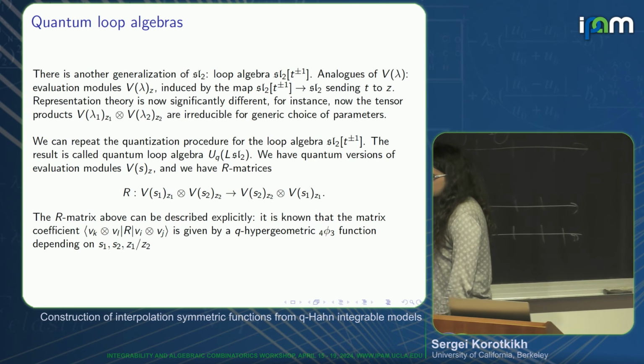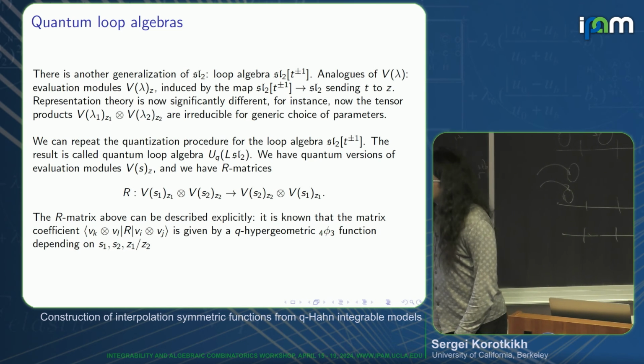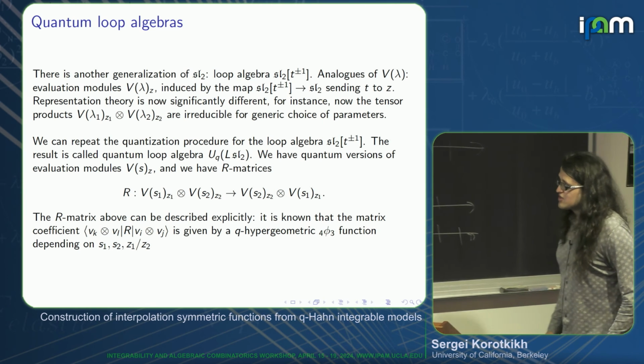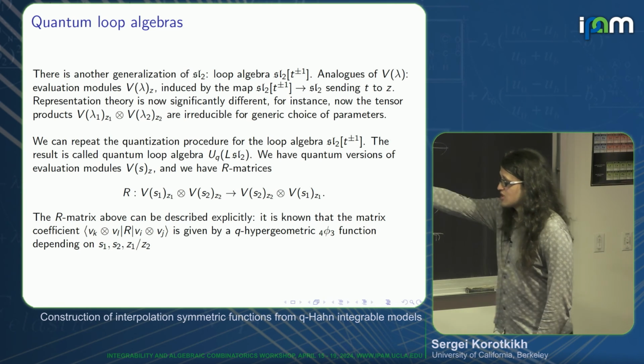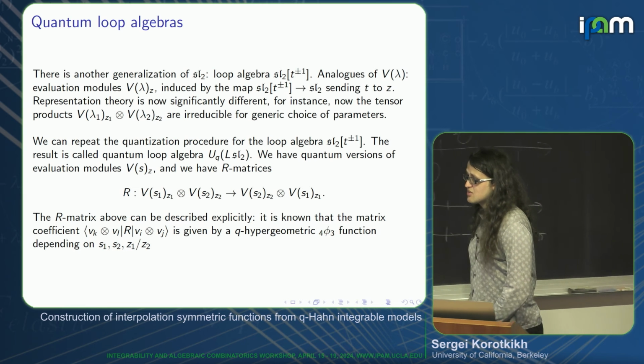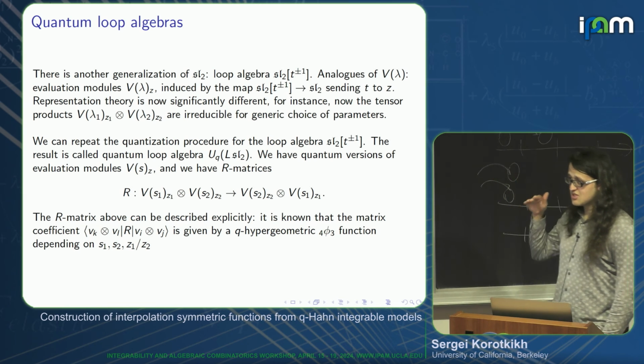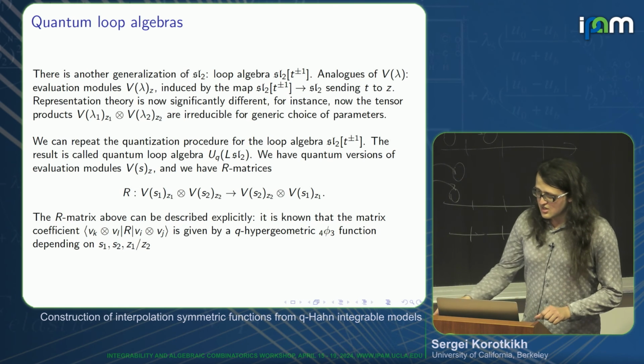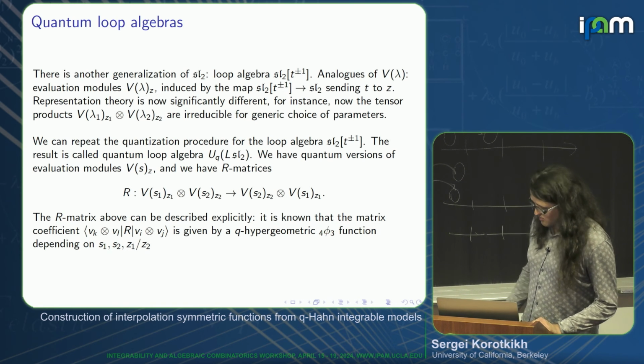You can construct so-called quantum loop algebras. I will not define this to any extent. The only thing I care about is that these quantum loop algebras also have these natural representations which depend on these two parameters, which is the highest weight and the affine parameter. And these will be the representations I need for my construction.